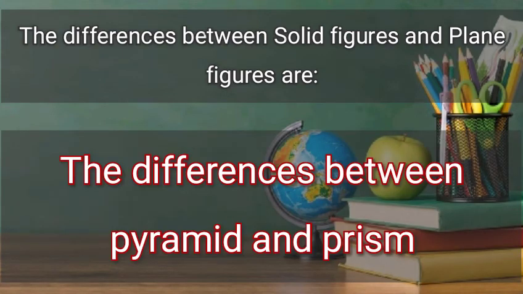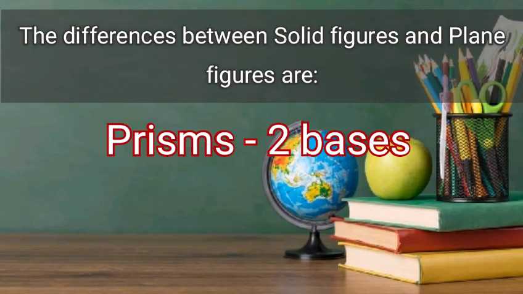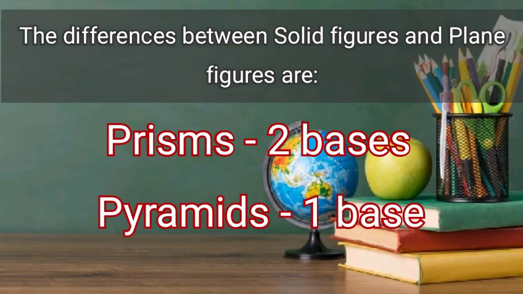Prisms and pyramids are solid geometric shapes that have flat sides, flat bases, and angles. Their differences vary in their bases and side faces. Prisms have 2 bases, while pyramids have 1 base.